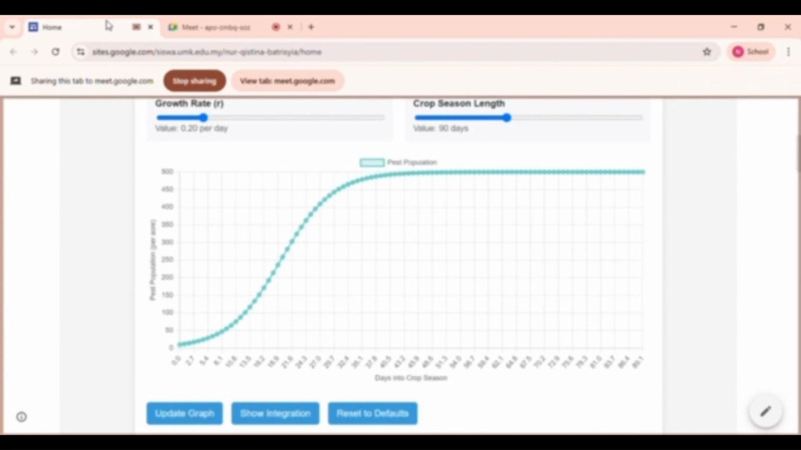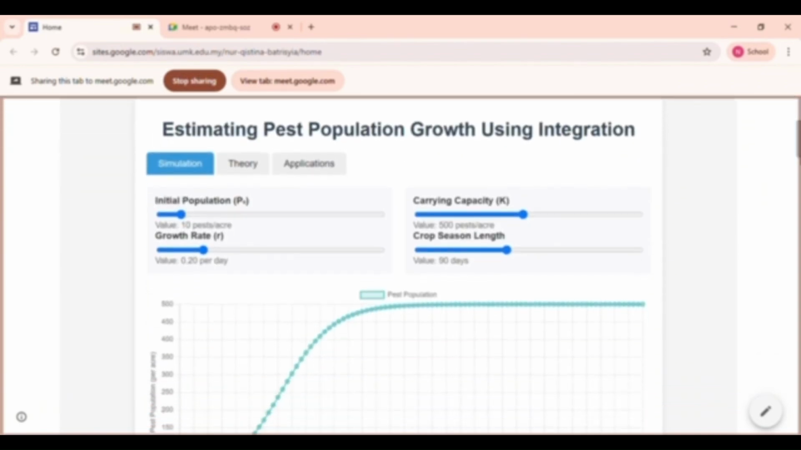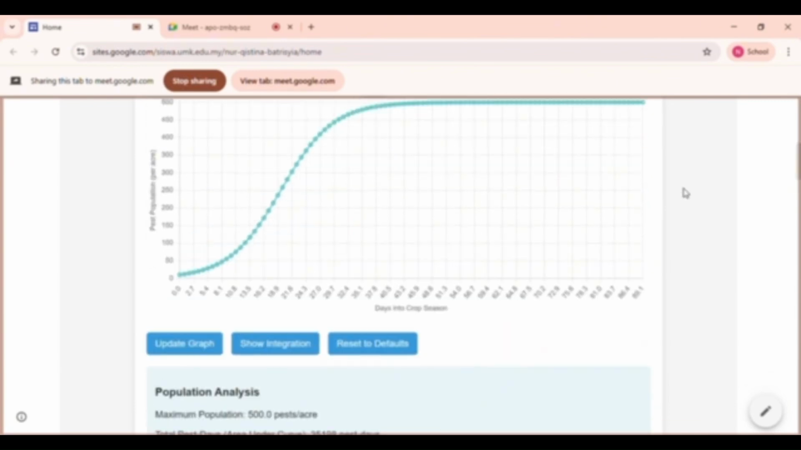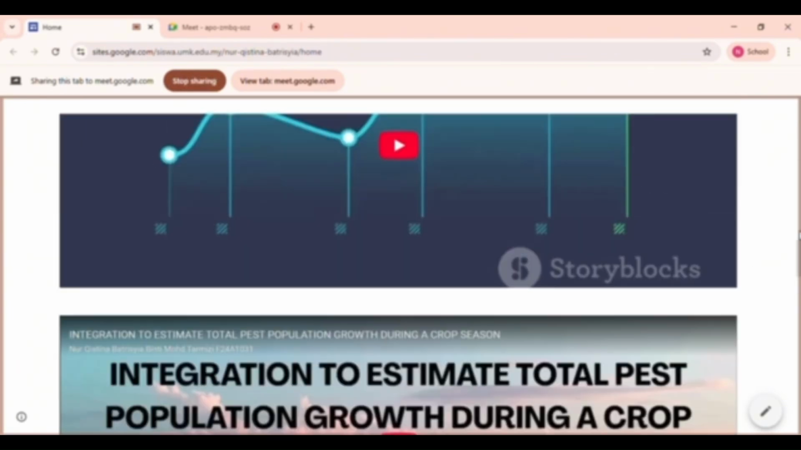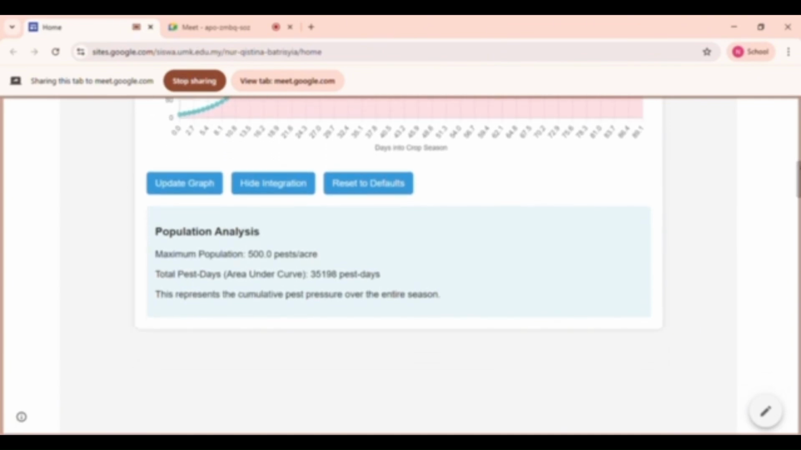Okay, this is a graph. Here we have initial population, growth rate, carrying capacity, and crop season length. Okay, so we can see integration. This is the population analysis from 500 pests per acre. Total pest days is the area under the curve and represents the cumulative pest pressure over the entire season.